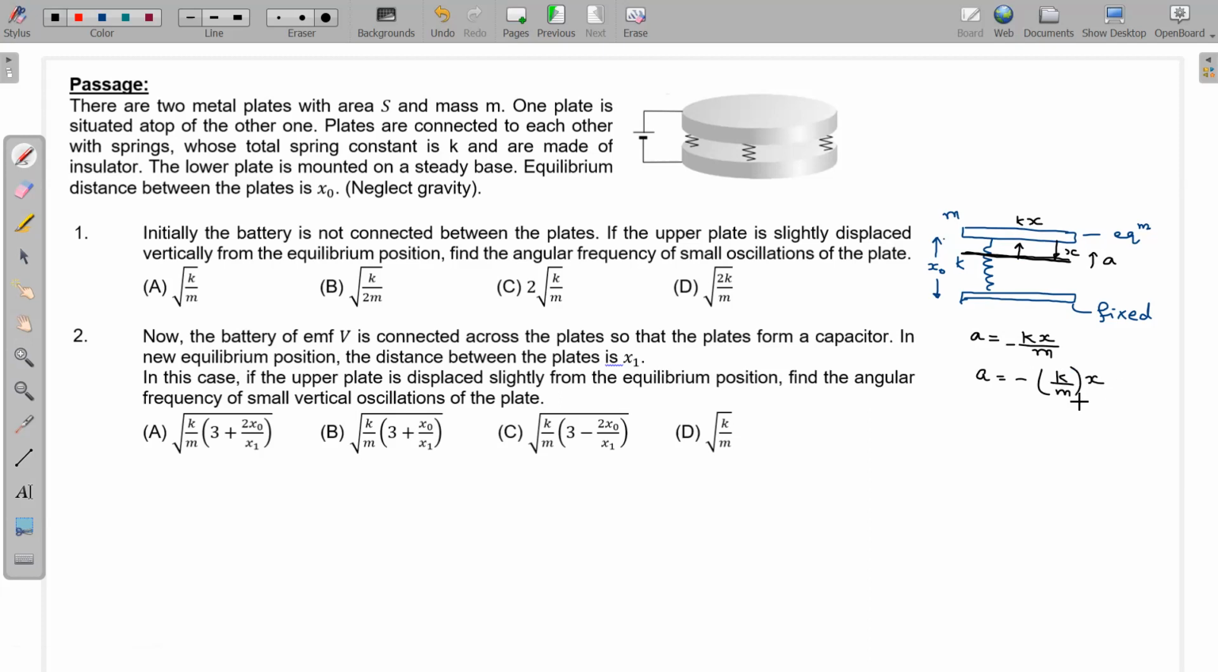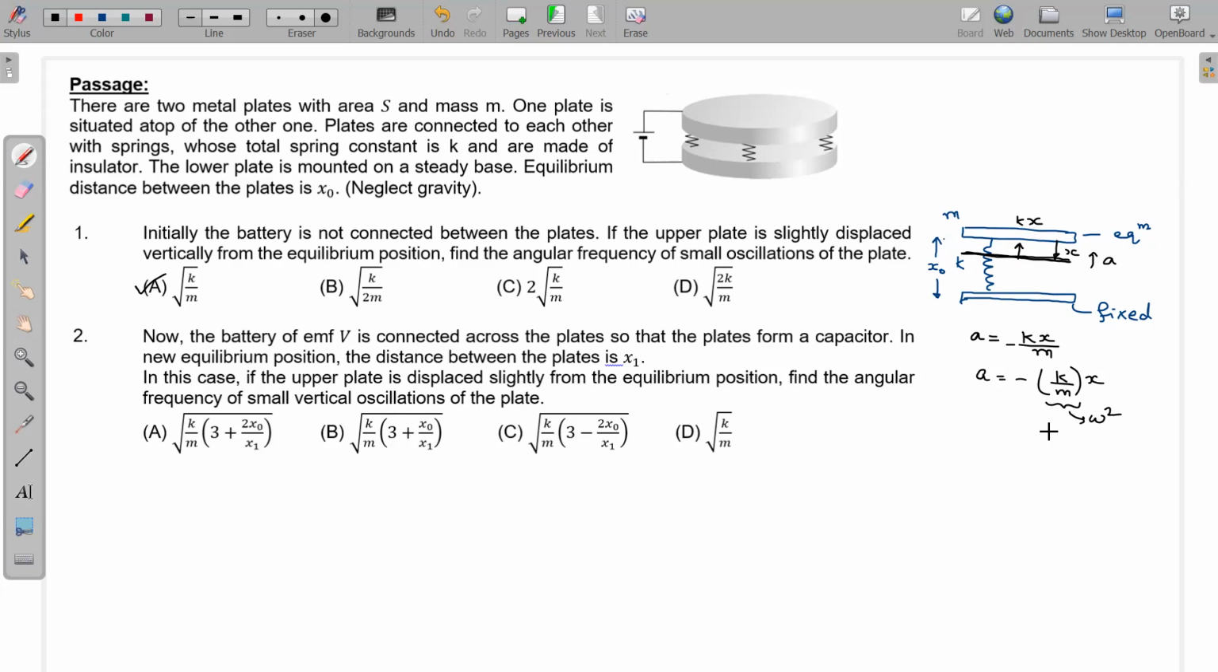So if you compare this equation with the equation of linear SHM, you can say that this term corresponds to the angular frequency square, omega square. So the angular frequency in this first case must be under root of k by m. This must be the angular frequency in the first case. Okay, this was a pretty simple part.